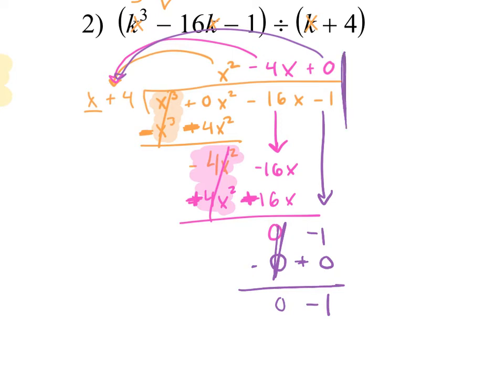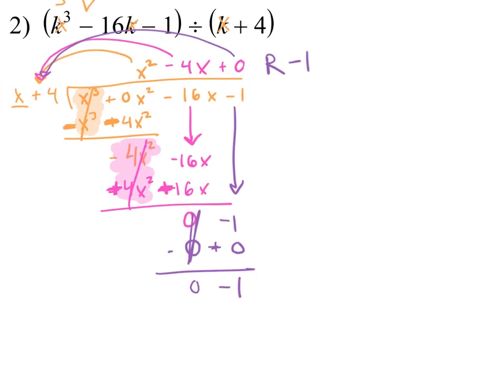What do we do with that negative 1? We don't change the sign. We ran out of space. What happens when we run out of space? That's the remainder. So our remainder is negative 1. So our answer would be x squared minus 4x remainder negative 1.